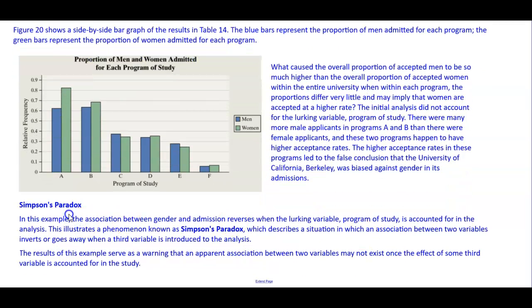So, the Simpson's paradox. In this example, the association between gender and admission reverses when the lurking variable, program of study, is accounted for in the analysis. This illustrates a phenomenon known as Simpson's paradox, which describes a situation in which an association between two variables inverts or goes away when a third variable is introduced to the analysis. The results of this example serve as a warning that an apparent association between two variables may not exist once the effect of some third variable is accounted for in the study.